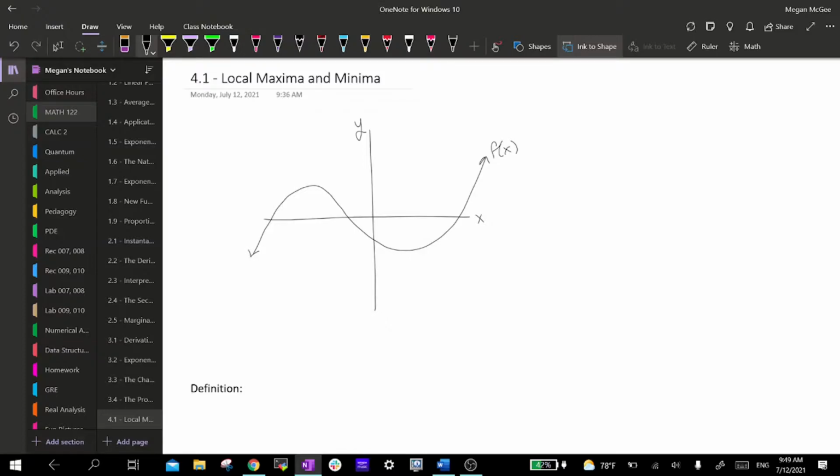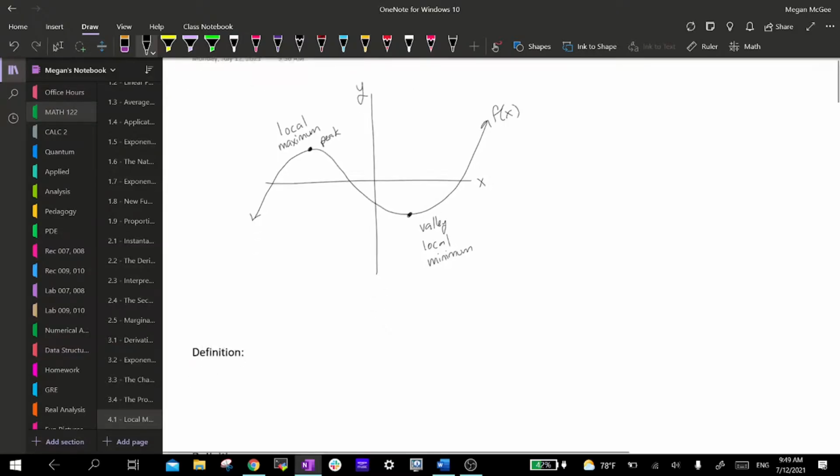So first I'm going to label these 2 points here. We have some sort of peak over here, and we have a valley down here. Alright, and I'm going to go ahead and give these their actual names. So this is a local maximum, and this is a local minimum. And these are the definitions we're going to start out with today.